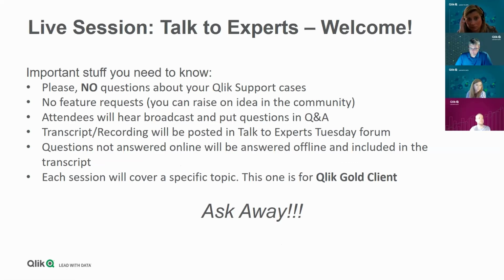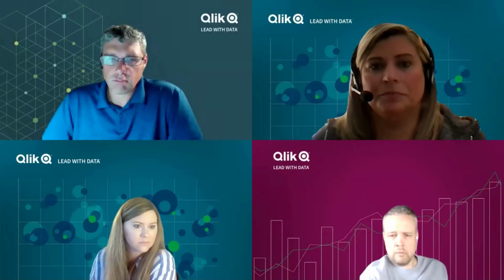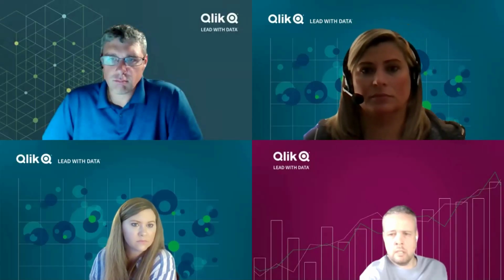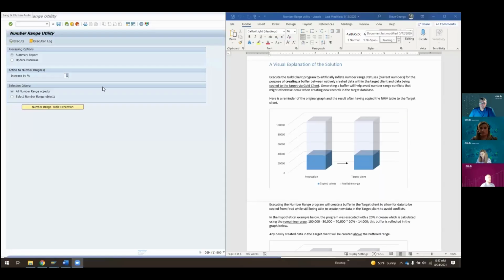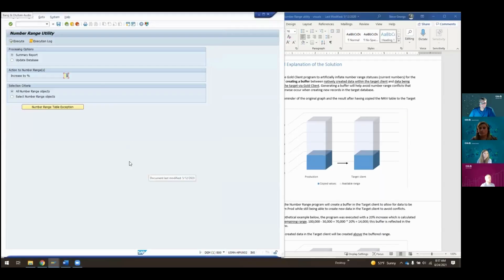The other thing too is, and I guess I should share here really quick, if you don't mind, Jamie, I'm going to just share. There you go. Okay. And what I want to make clear here as well, here on the left I have our number range utility solution. This is the 20% that Christian's talking about, like he would have put 20% in there, hit the update database. I'm assuming that it was done probably for all number range objects.